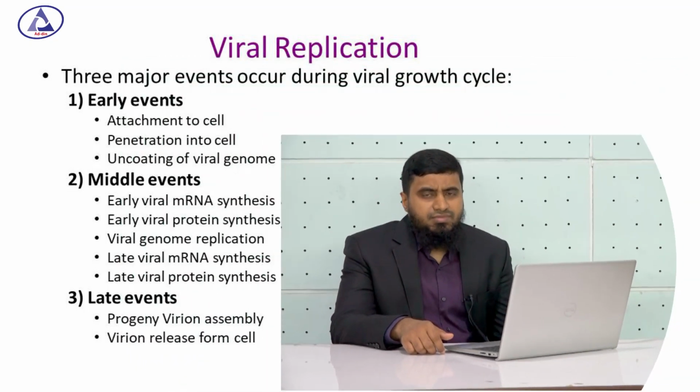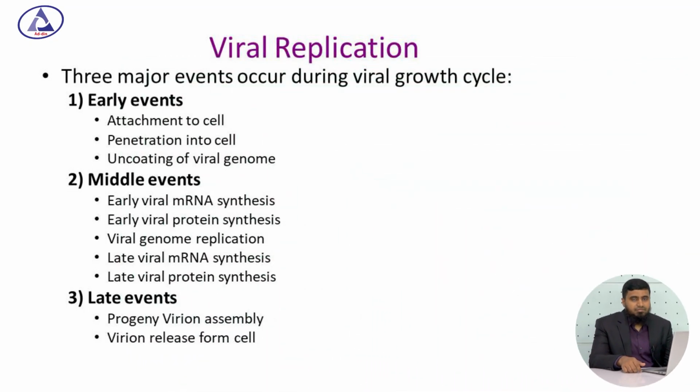This replicative stage can be divided into three main events: early event, middle event and late event. An early event consists of attachment, penetration and uncoating of the viral genome. This attachment and penetration have specificity between the virus and the host cell, with specific receptor interaction with the virus particle. Then the middle event consists of messenger RNA synthesis as well as genomic replication. The messenger RNA synthesis is divided into two phases: early viral messenger RNA and late viral messenger RNA.